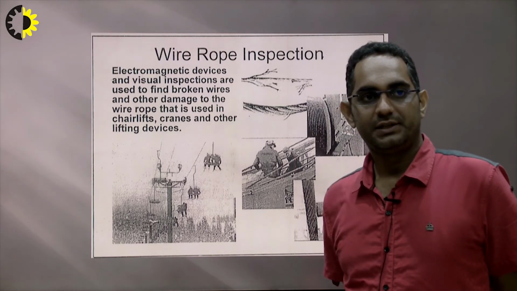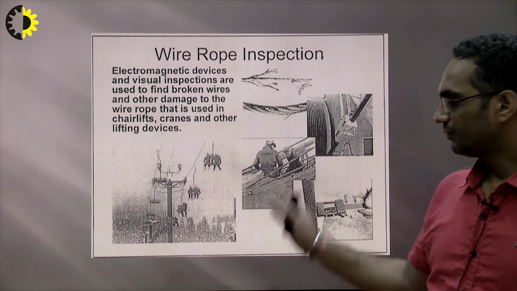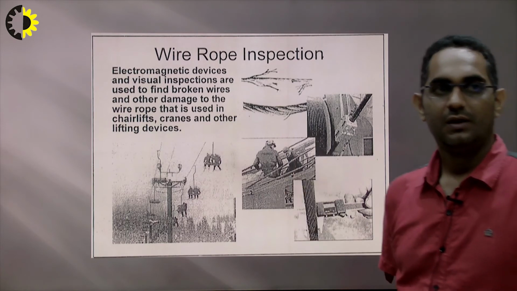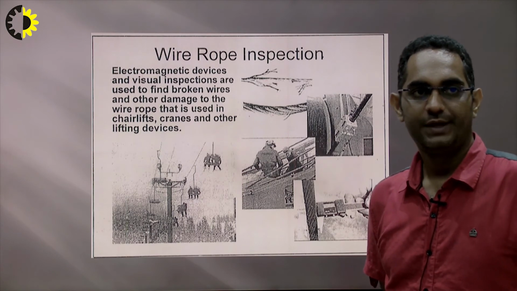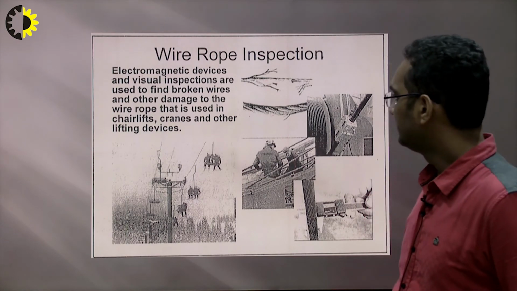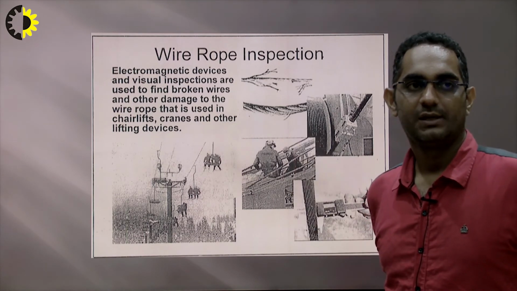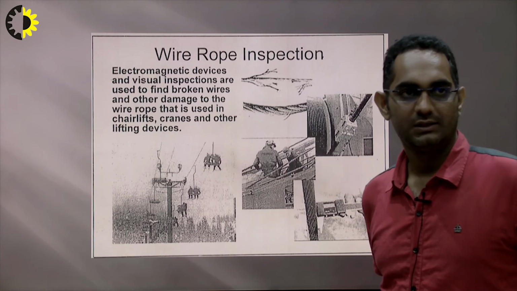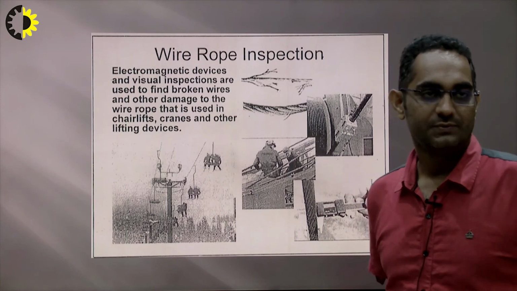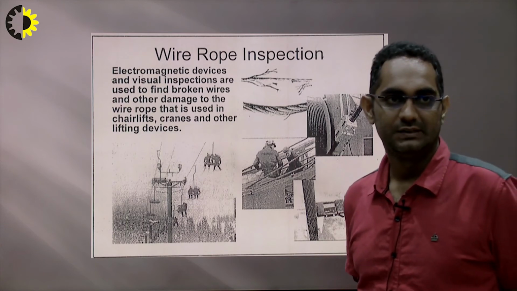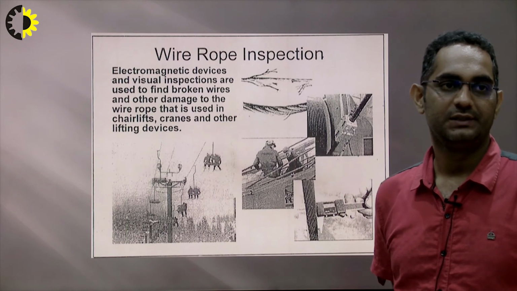Next, it can be used for wire rope inspection. NDT methods like electromagnetic devices and visual inspections are used to find the broken wires. These are the broken wires. They are used to find broken wires and other damage to wire rope that is used in chairlifts, cranes and other lifting devices.